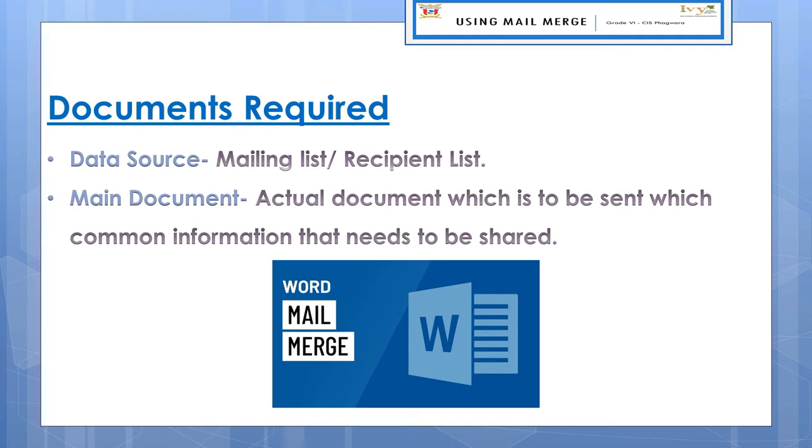As I told you, there are two different kinds of documents required for this. The first one is the data source, which consists of the mailing list, or what we call the recipient list. That means the people. It includes the names and personal details of the people who will be receiving those letters, applications or invitations. The second is the actual document itself, known as the main document. In this main document, 90% of the information is common. Only the personal details added in the data source will change.